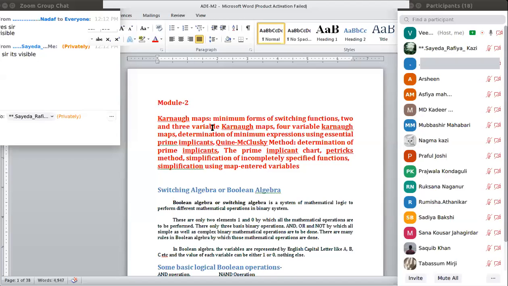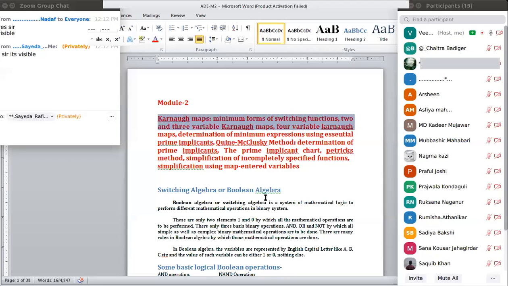Okay, right. So the first point in module 2 is kernel maps. So kernel map minimization, minimum forms of switching functions, 2 and 3 variable kernel maps, 4 variable kernel maps. Different types of kernel maps are there. But directly going for this kernel map may be quite complex.